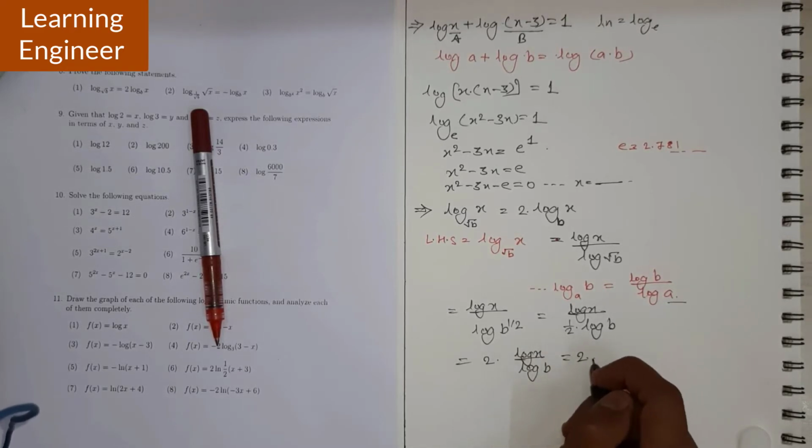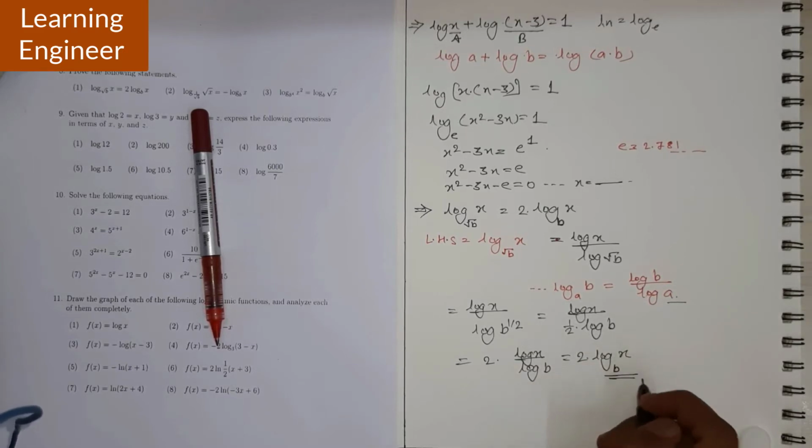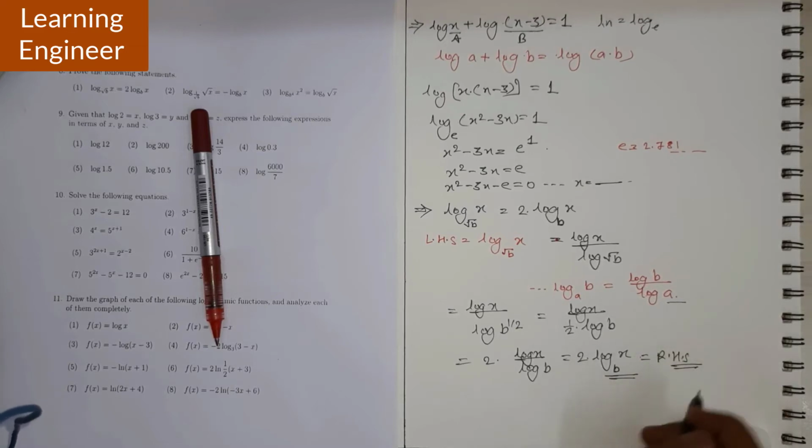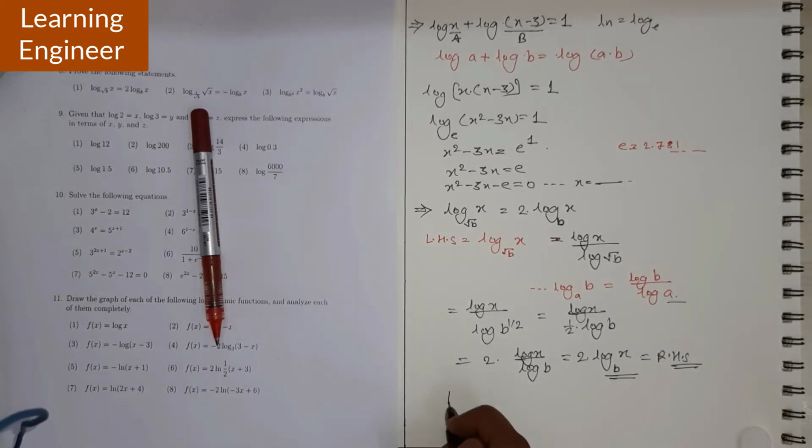So what can we write? 2 times log of x, and this b we can write in the base. Now this is our right hand side. So this is how we have proved that left hand side equal to right hand side, hence proved.